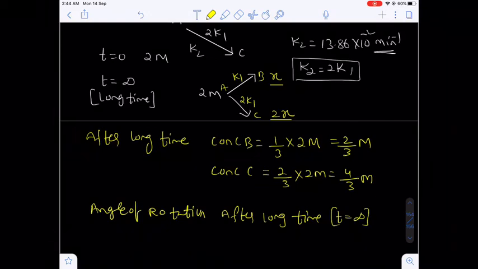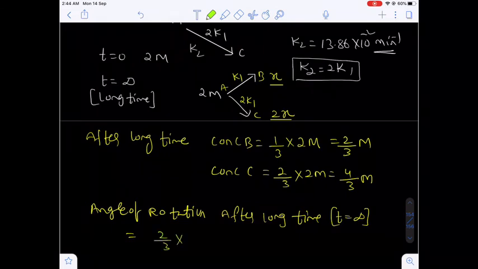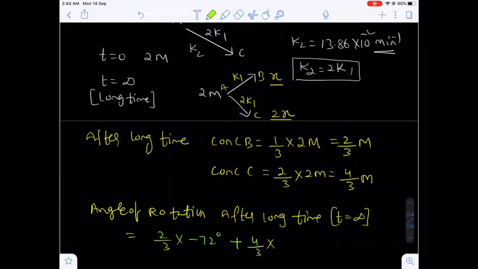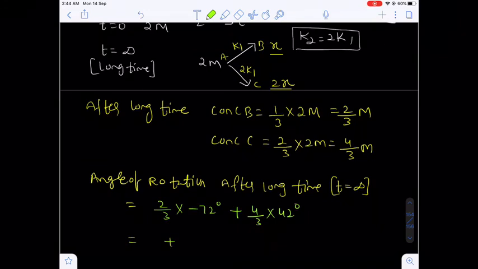After a long time, you only have products, no reactant. Now how many moles of B are present? 2 by 3. What is the angle of rotation of B? That is minus 72 degrees, which is given in the question. How many moles of C will be present? 4 by 3 into its angle of rotation, which is given as 42. After simplification, you will get plus 8 degrees.